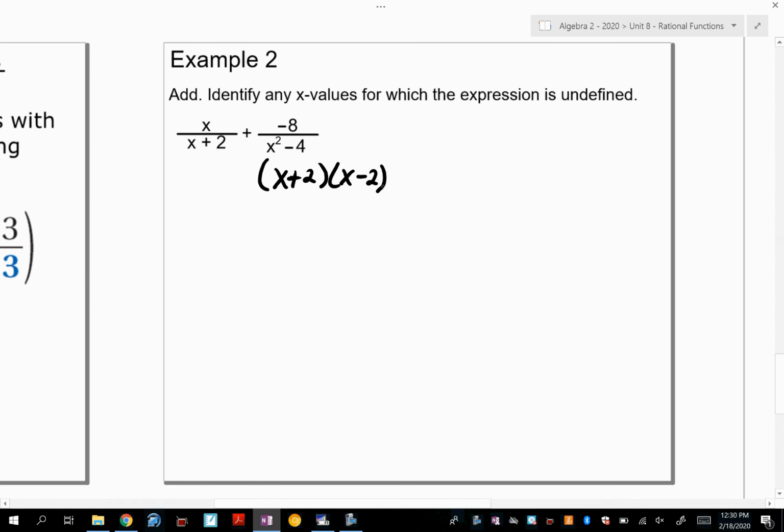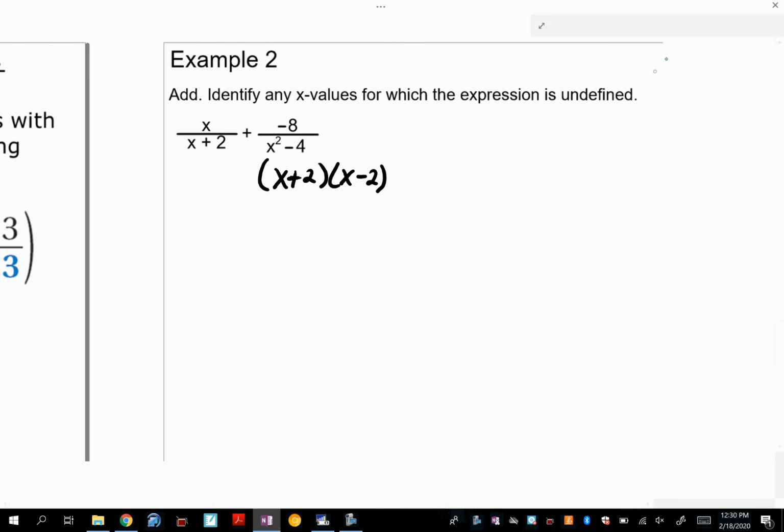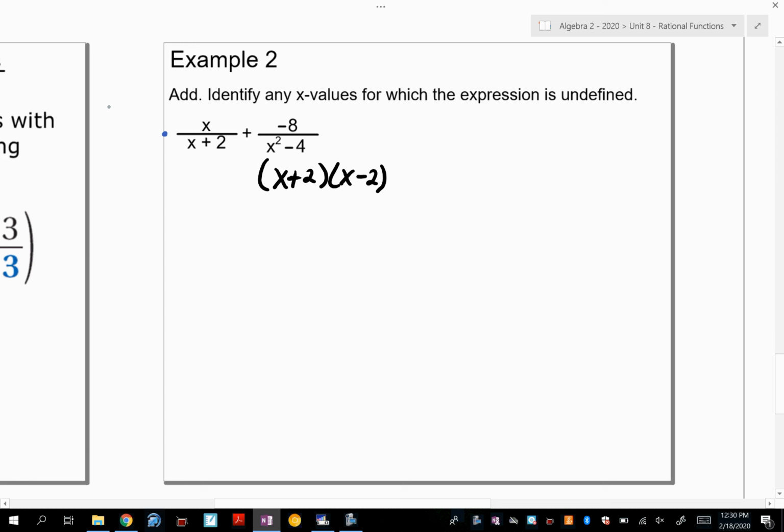So to get a common denominator, I am going to need to make this x plus 2 become all of this. So which one does it need? It is already a plus. It needs minus. So I'm going to write in the top and the bottom times x minus 2. Okay? So now if I do that and do the multiplying in the numerator, I will have the same denominator. That means I am allowed to add these together.